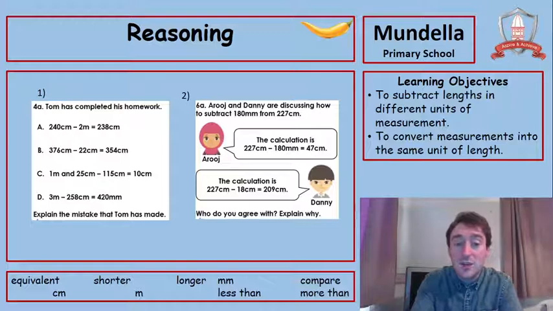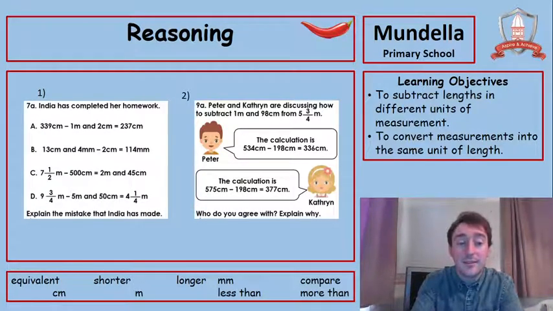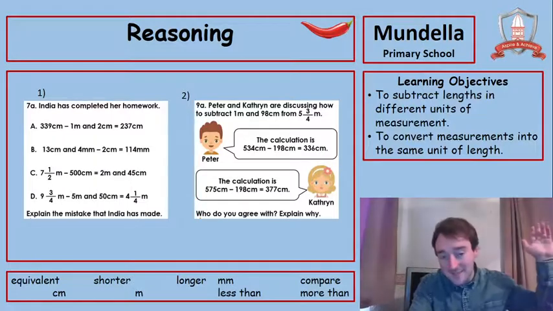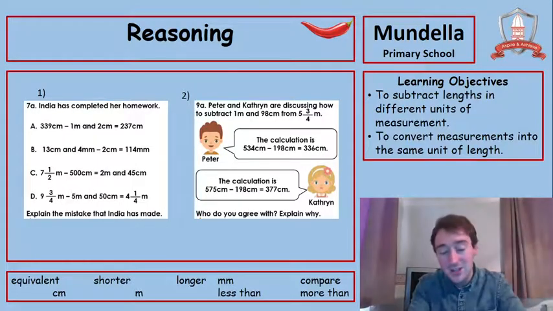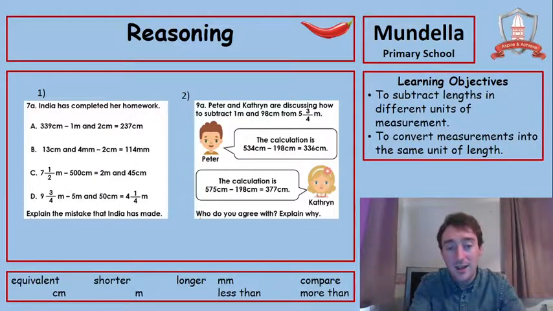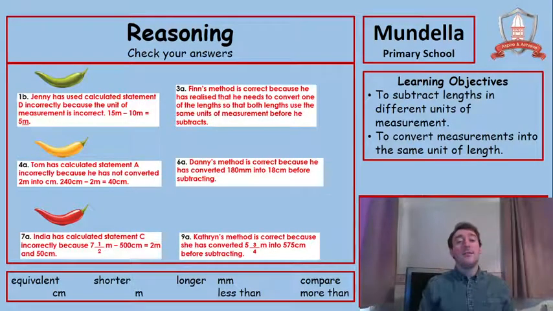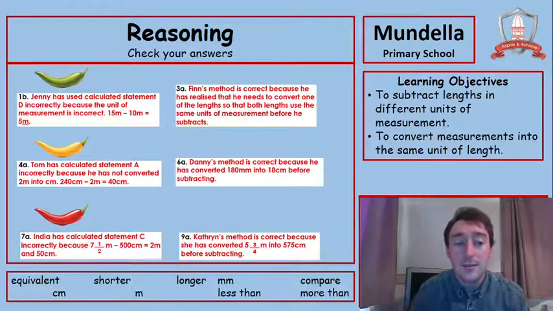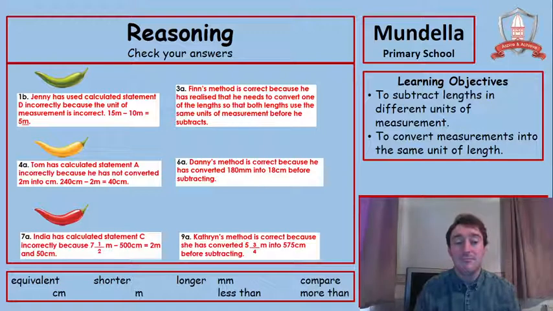3, 2, 1. And here are the red questions. Pause the video now if you want to try these, and unpause when you're ready to check all of the answers. 3, 2, 1. Here we go. Here are the answers. Now, your answer might not be exactly the same, word for word, but as long as it's similar, or if it is the same, then that's fantastic.